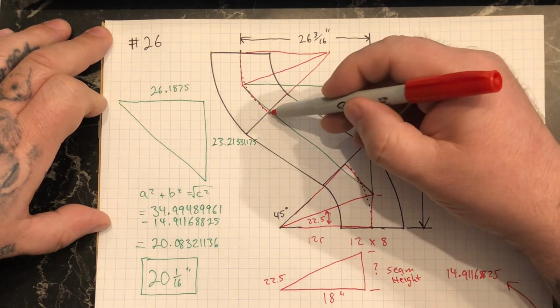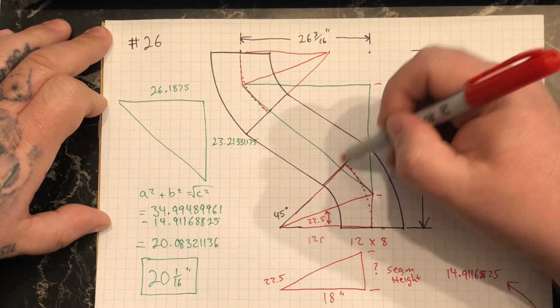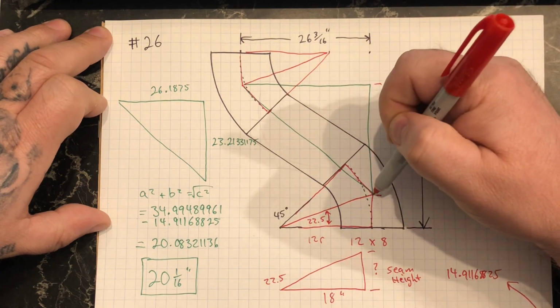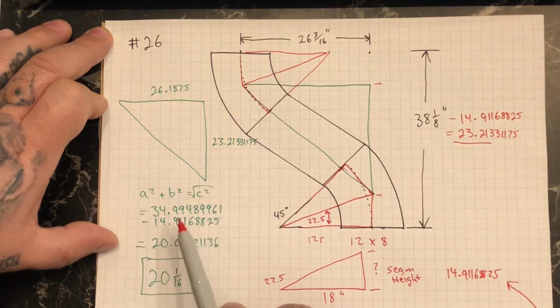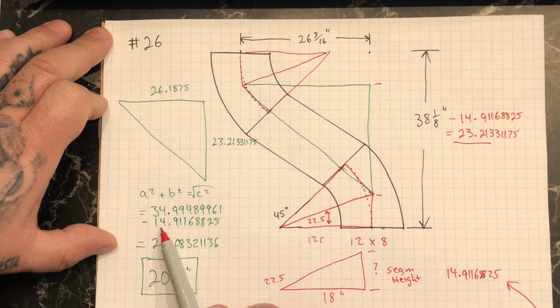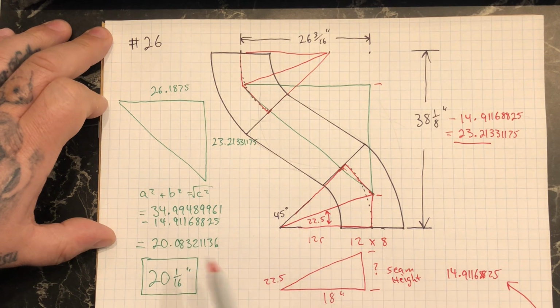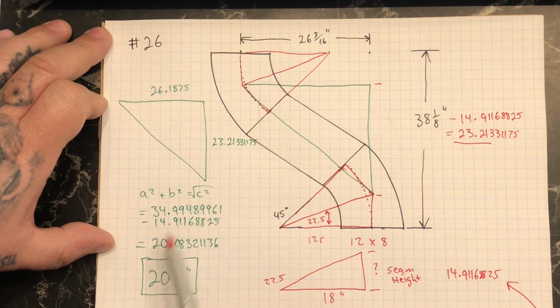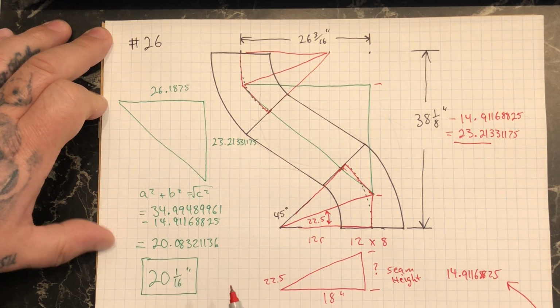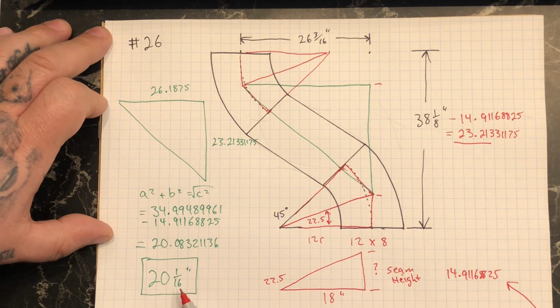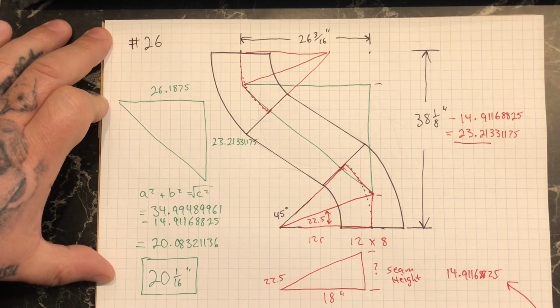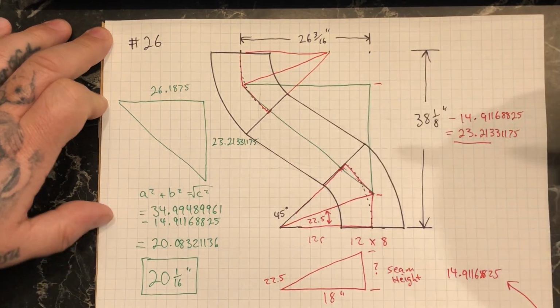That's going to be the length from here to here, or here to here. And then you can see for me to find the piece of duct here, from there to there, I'm just going to subtract that seam height off there and here again. So that number, I've subtracted the seam height twice. That's the 14.91 or 911, etc. That gives me a total of 20.08321136. Change that to the nearest 16th is 20 1/16. So the duct from there to there will be 20 1/16.